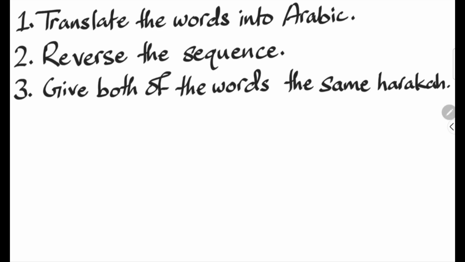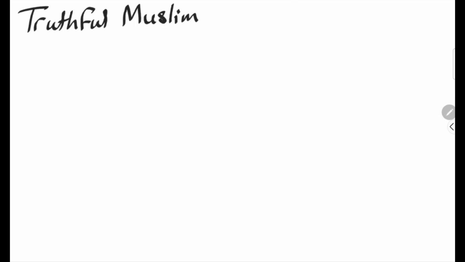Let's take the first example and translate it into Arabic. So we have truthful Muslim. First thing you do, translate the words. Truthful is sadiqun, Muslim is muslimun. Second thing you do is reverse the sequence. So sadiqun muslimun becomes muslimun sadiqun. And lastly, give both of them dhammatain. Muslimun sadiqun.